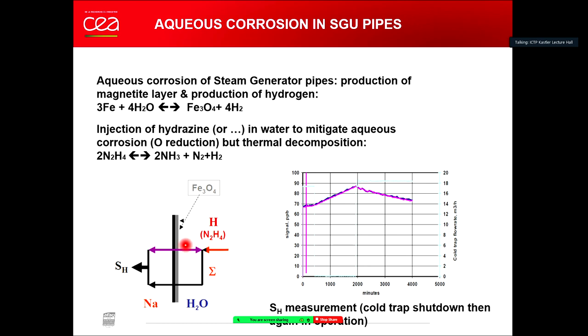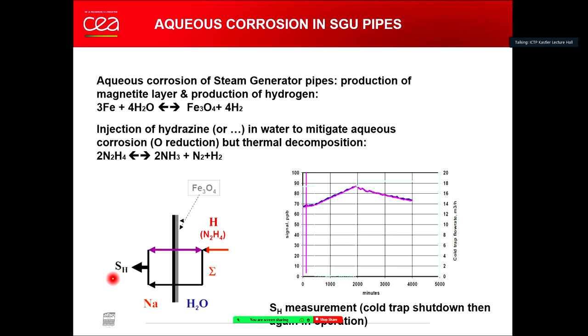And you have, on the surface, a production of magnetite, and what we call native hydrogen at the interface between the metal and the magnetite. A part of the hydrogen goes through the metal into the secondary loop, the secondary sodium, and another part goes to the water side. At the same time, hydrazine is not a very thermally stable product, so you also produce with hydrazine a small amount of hydrogen. So you have a total amount of hydrogen, and a difference of content, and so a difference of partial pressure of hydrogen between the water side and the sodium side. So we have a diffusion through this wall from the water side to the secondary side.